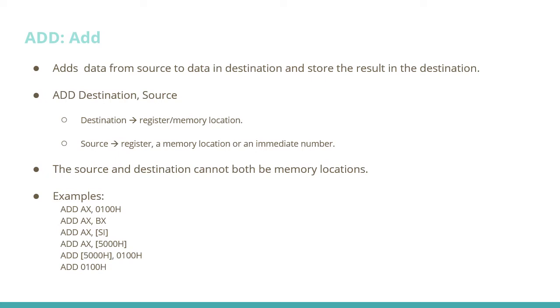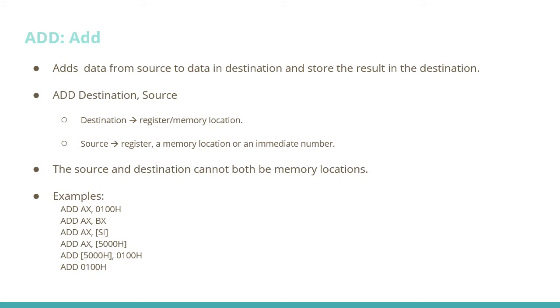The first example is ADD AX, 0100H, which is the immediate addressing mode. Here, the immediate number 0100H will be added to the contents present in the AX register, and the result will be stored in the AX register. Next instruction is ADD AX, BX, where the contents of BX will be added to the contents of AX, and the result will be stored in the AX register itself. This is an example of the register addressing mode.